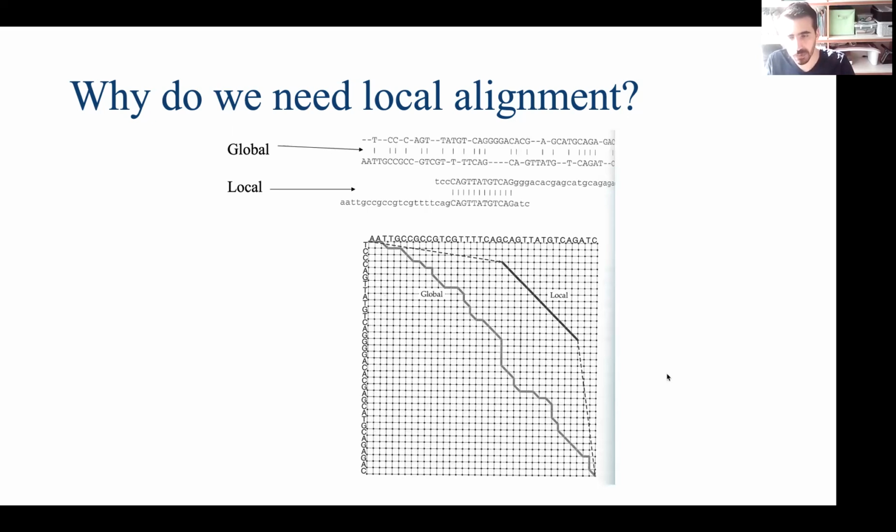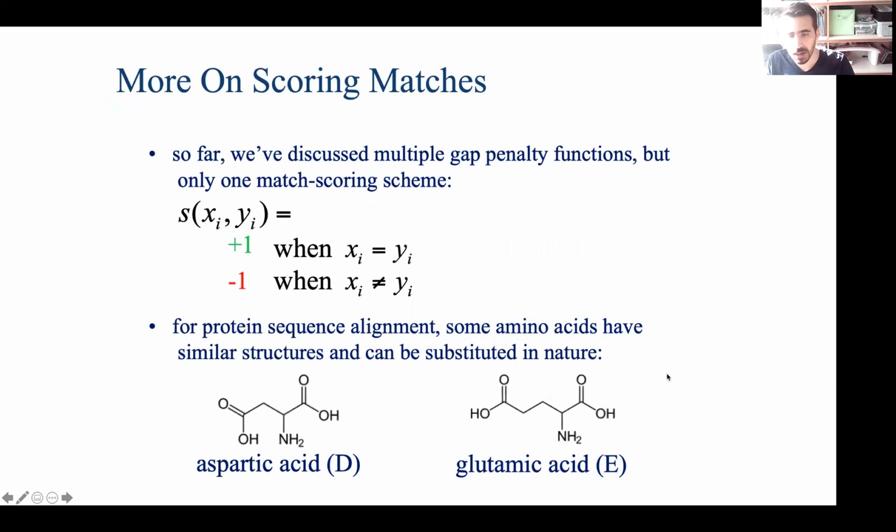Okay, so one thing that I would like to highlight is, so far we said that the substitution score is 1 if there's a match and -1 if there's a mismatch. But is it really so, right? Can we have better substitution scorings between the two sequences, or between amino acids or nucleotides?